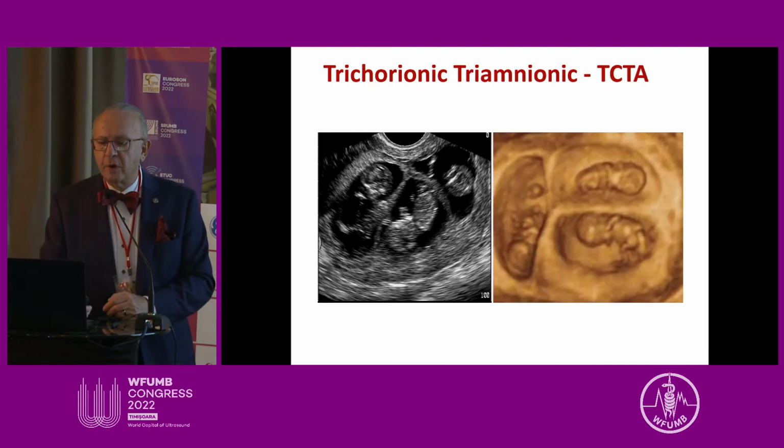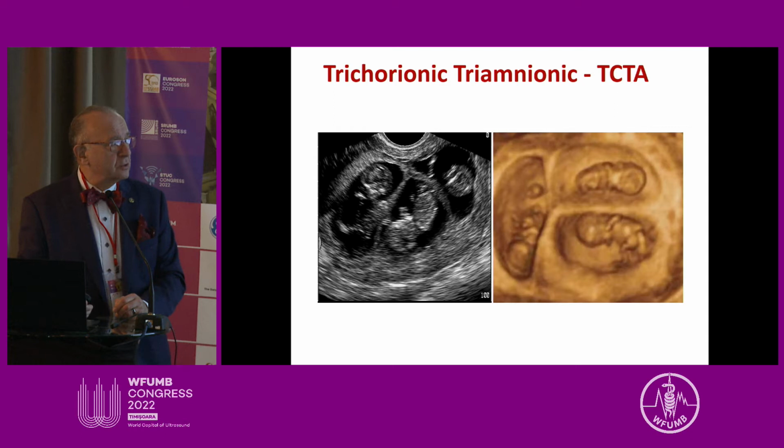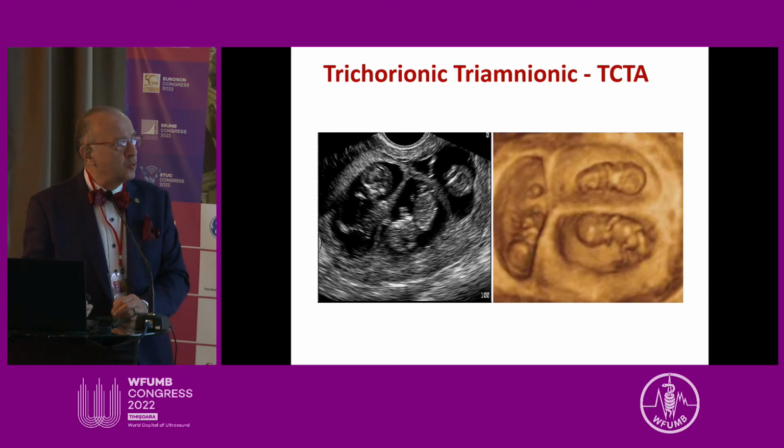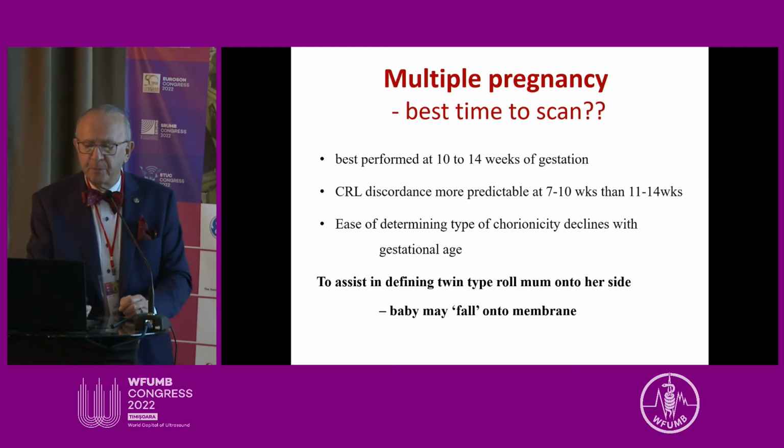So here are trichorionic triamniotic triplets. You can see in the 3D representation how thick the membranes are, and each one has their own chorionic sac, their own amniotic sac, and their own yolk sac.